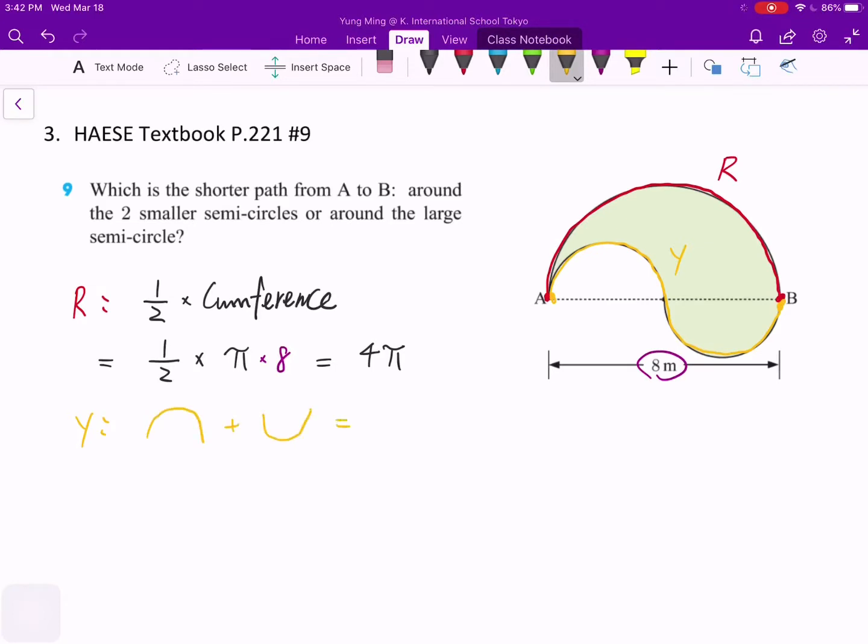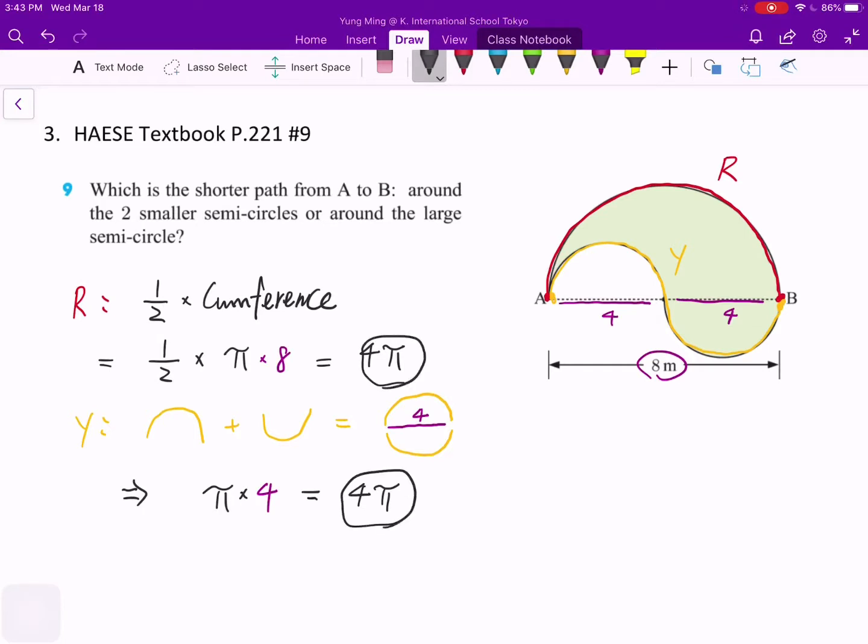Now path Y, this is basically a smaller semicircle plus another semicircle. This is actually going to add up to a full circle. A full circle of, how about diameter? Diameter 4, right? Because you have half of 8. So this is 4 and this is also 4. If you put them together, the diameter is equal to 4. We have a smaller circle. If you want to find the whole circumference of that smaller yellow circle, you're going to use pi d. Again, my d is 4. So I'm actually going to get surprisingly 4 pi as well. I got 4 pi from R, I got 4 pi from Y. So we are actually having the same distance. Both path R and path Y are exactly the same distance.